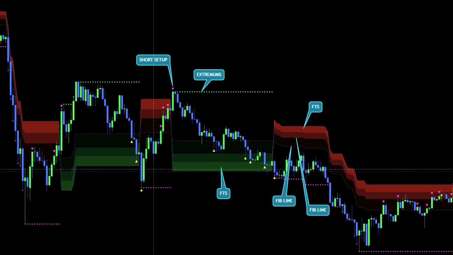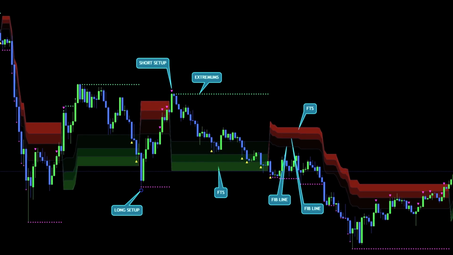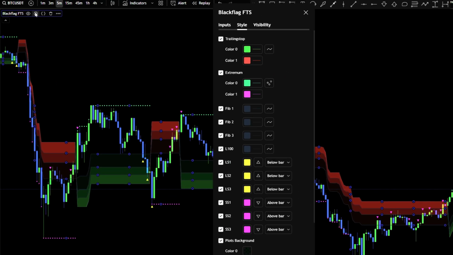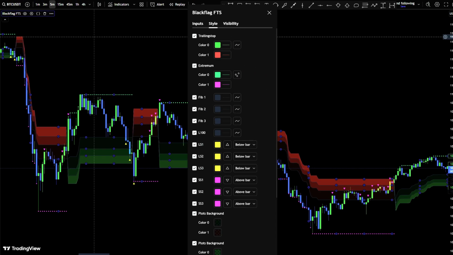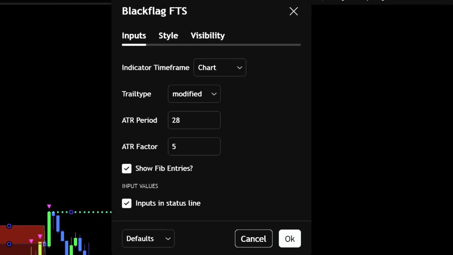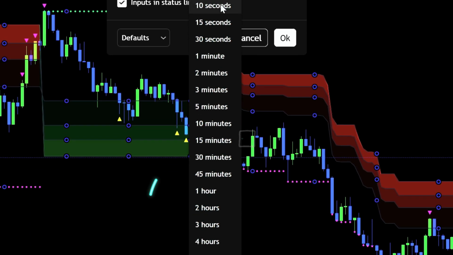Now, the default settings are not optimized for our short-term approach. We need to refine them. So go into the settings. First, under the Inputs tab, since we're on the 5-minute chart, we need the indicator to look at a slightly higher time frame for a more stable trend reading. So change the FTS time frame to 15 minutes. This is the pro tip. Using a higher time frame indicator smooths out the noise on your trading time frame.